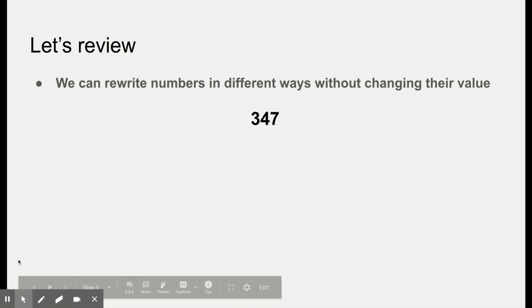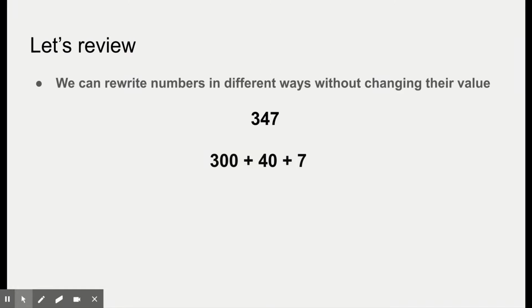We can rewrite numbers in different ways without changing their value. Here, I have the number 347. I can write this number in expanded form by writing 300 plus 40 plus 7. I can also write this number as 300 plus 30 plus 17, or I can write this number as 200 plus 140 plus 7. All three of these sentences look different, but they have the same value of 347.